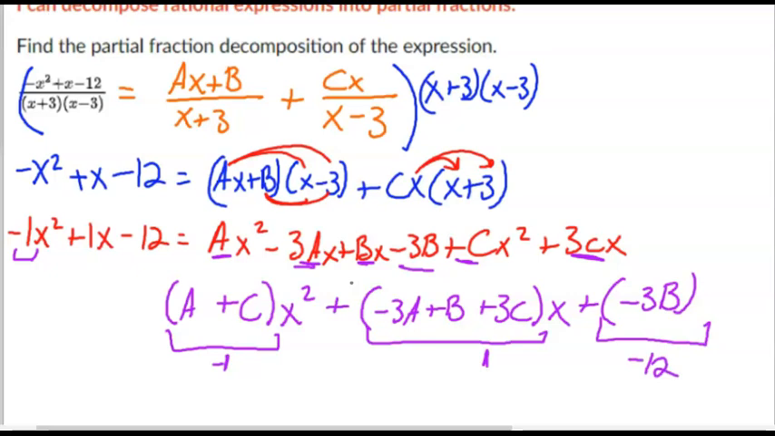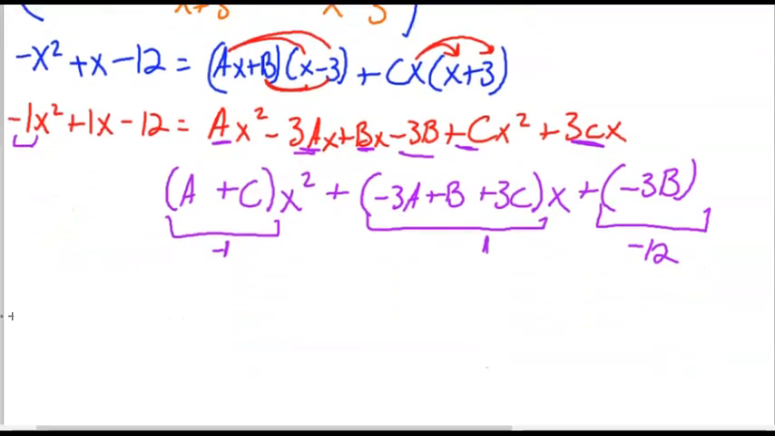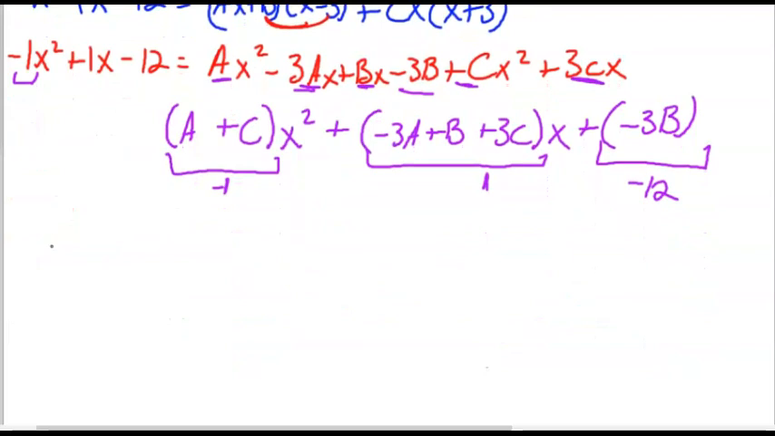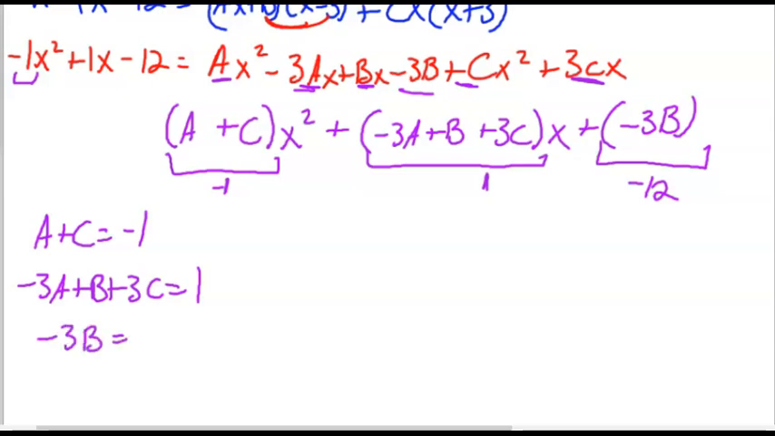From here, we could set up a system of equations. a plus c equals negative 1. Negative 3a plus b plus 3c equals 1. And then negative 3b equals negative 12. We can solve for b pretty easily here. The third equation, divide each side by negative 3. b equals 4.